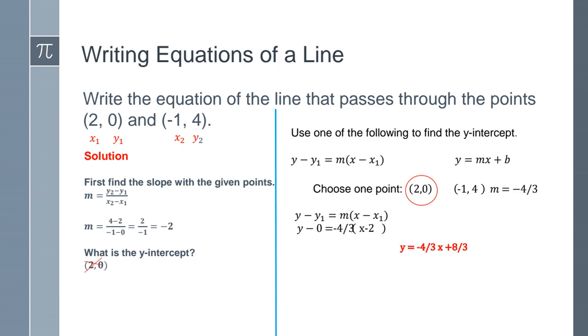So again, here guys, y minus 0 will give us y on the left side. We're going to distribute the negative 4/3 times the x and negative 4/3 times the negative 2. Negative 4/3 times x will give us negative 4/3 x. Negative 4/3 times negative 2 will give us a positive 8/3. So this is the equation that we're looking for: y equals negative 4/3 x plus 8/3.